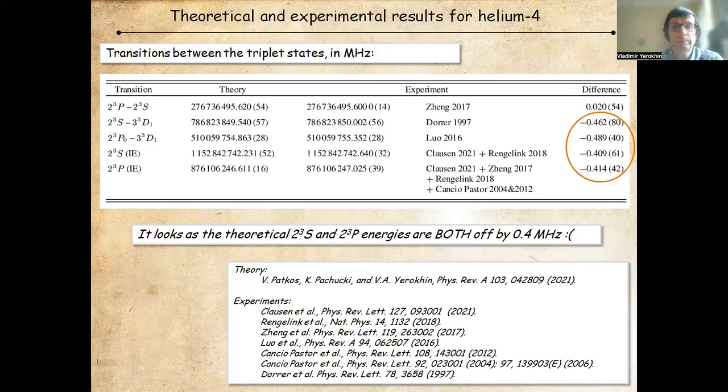And this is a problem we have been working on for a year. The working hypothesis is that there is something wrong with our calculation of m alpha^7 effects. And in my remaining time, I would like to tell you what we did to check for this.